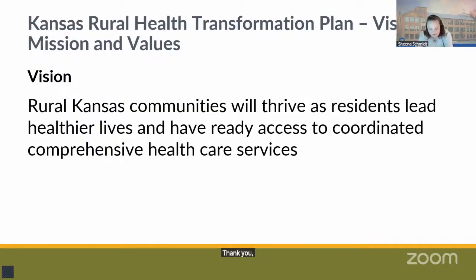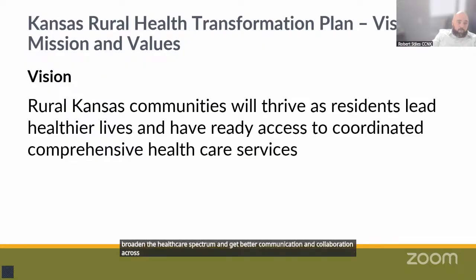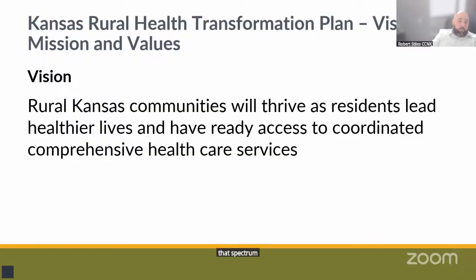Thank you, Jennifer. This is Robert. I'd like to speak up actually for what Gregson and Henry just said. But I really do think that the key here, as he pointed out, is coordinated, comprehensive. I think that's come up a lot in previous conversations that we've had in this call, that all of us are wanting to broaden the healthcare spectrum and get better communication and collaboration across that spectrum. So I appreciate that part. Thanks, Robert.